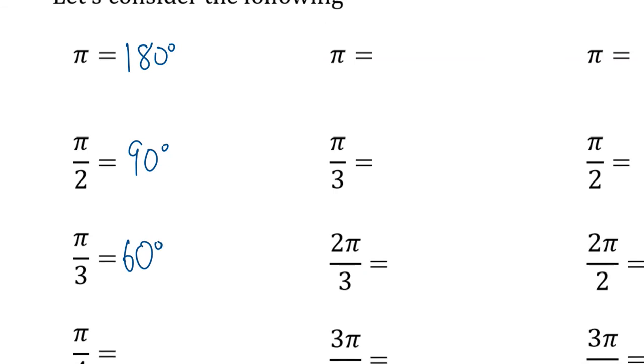Divide by 3, right? Take 180, which is pi, and divide by 3. Exactly right. And I hope a lot of you were thinking the same thing. Oh, is that going to be 60? And this is exactly how this works.